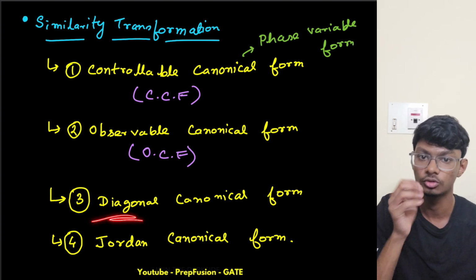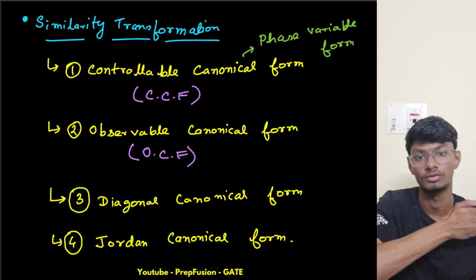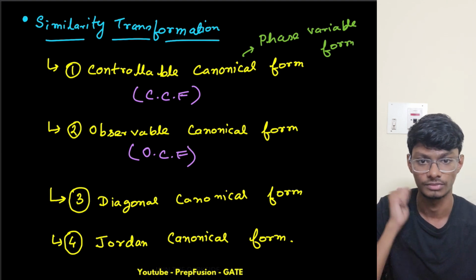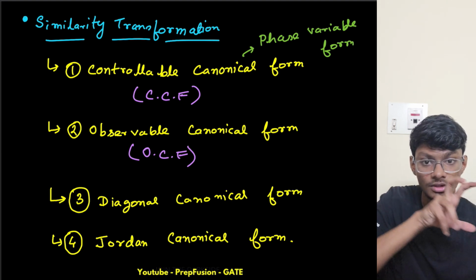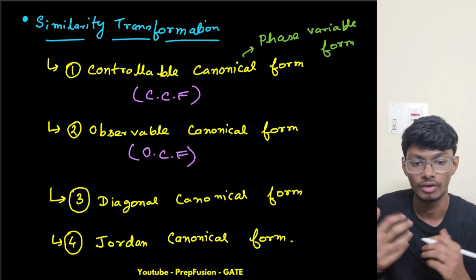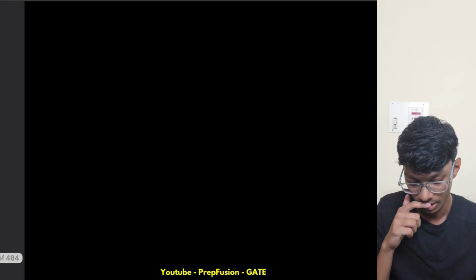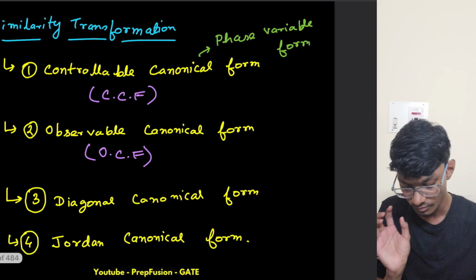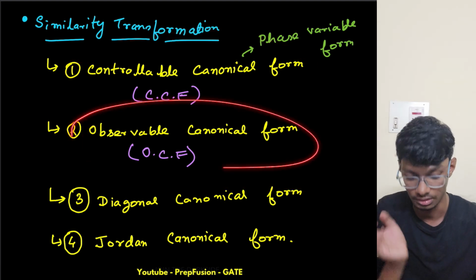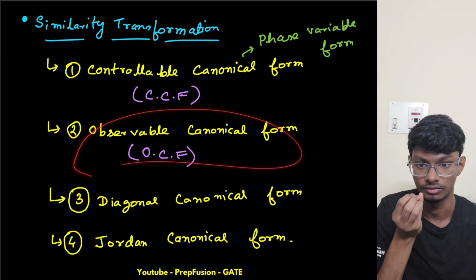So diagonal, you understand, right? Diagonal means my system matrix will become a diagonal matrix: other elements will be 0, only diagonal elements will be non-zero. So we want to convert it to that form so that we can get some information out of that. Very important. Why we want to convert to all these forms, we will understand in the next few chapters. These were the forms. I will tell you how to get these forms and what the meaning of these forms is.